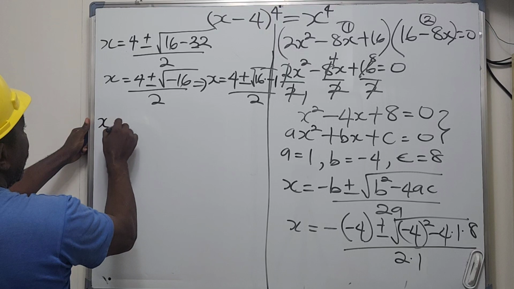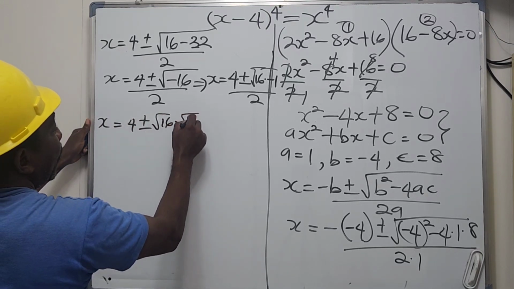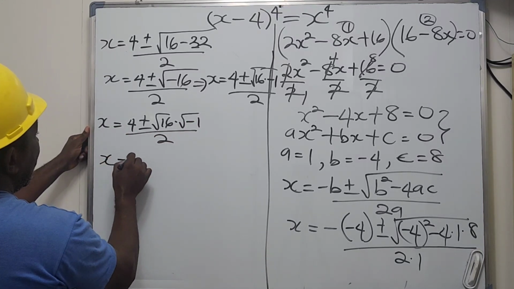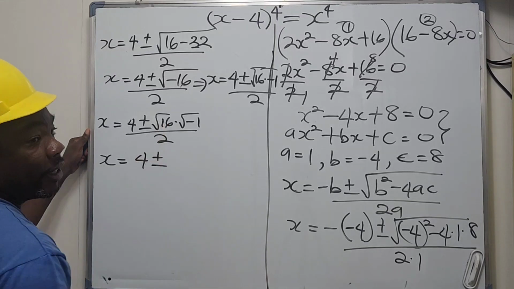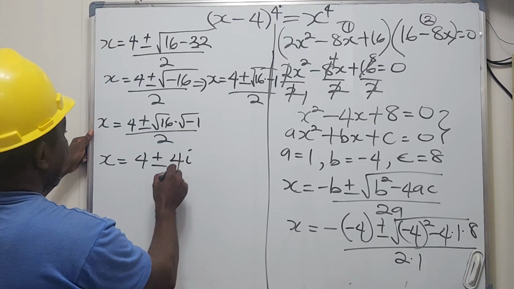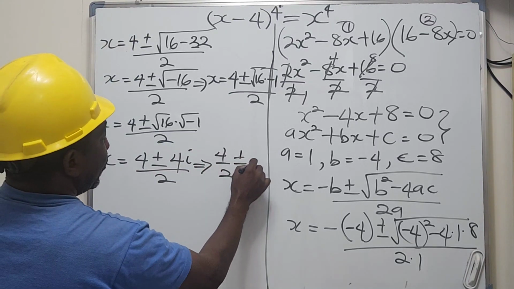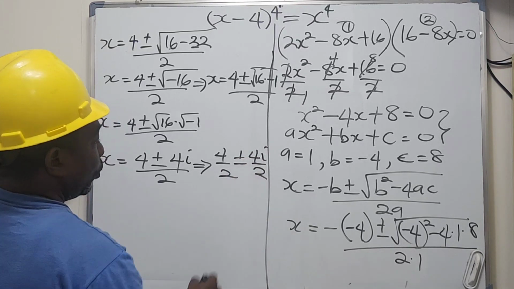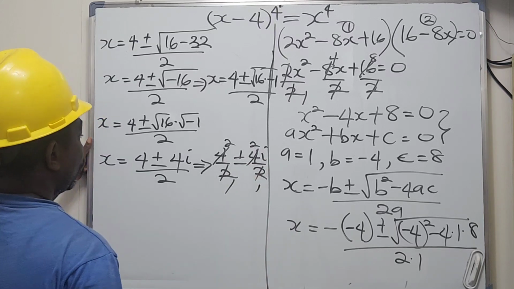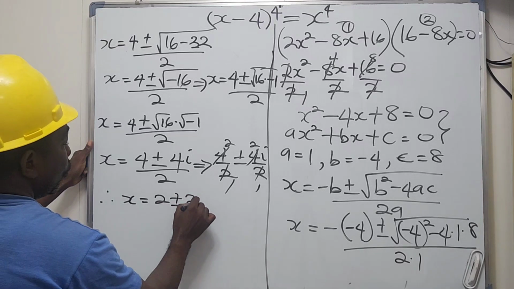This can be written as x equals to 4 plus or minus square root of 16 times square root of minus 1 all over 2. So here, our x will become 4 plus or minus square root of 16 equals to 4. And square root of minus 1 is iota, which is i, then all over 2. We can rewrite this as 4 all over 2 plus or minus 4i all over 2. In this case, 2 will cancel here, it goes 2. 2 will cancel here and goes here 2. Therefore, the value of x equals to 2 plus or minus 2i.